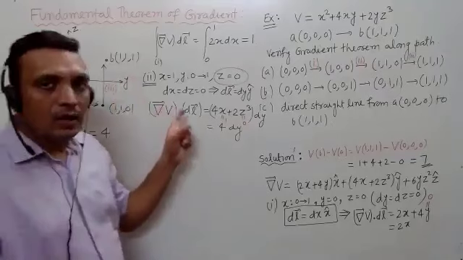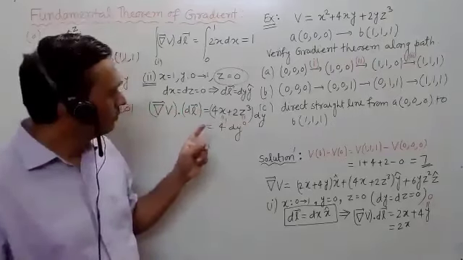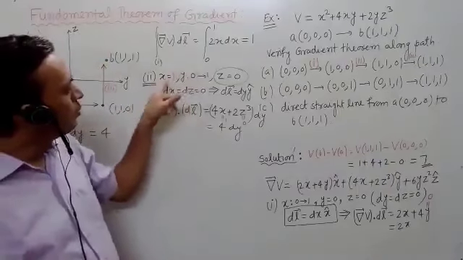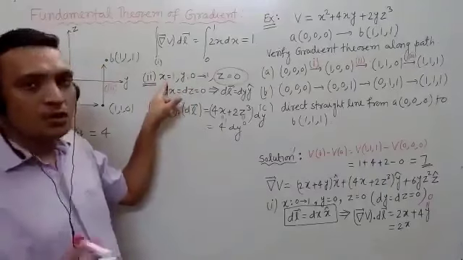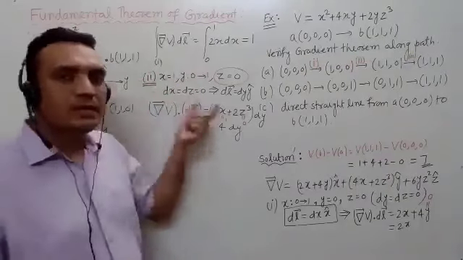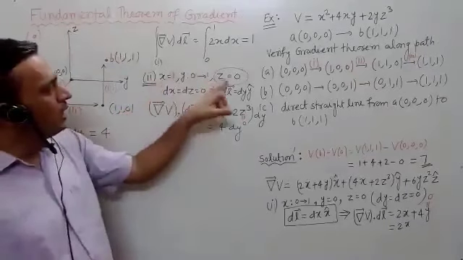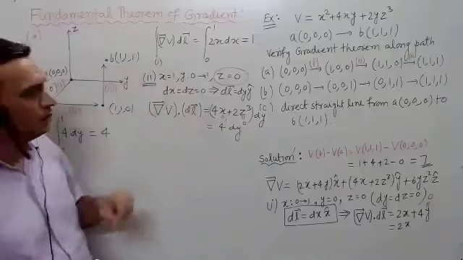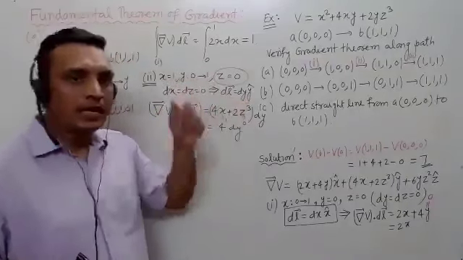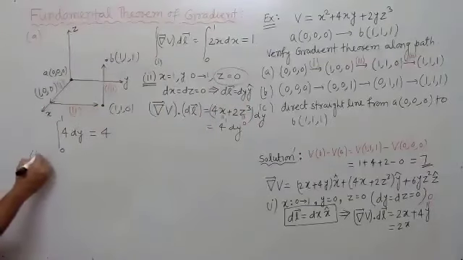Because x is 1, what will be dx? 0. X is constant, so dx will be 0. Z is 0, so dz is also 0. Just see, x is 1, z is 0, so dx, dz both are 0. So in line integral, variable is y. So you will get only dy y cap. Now you have to see segment 3.